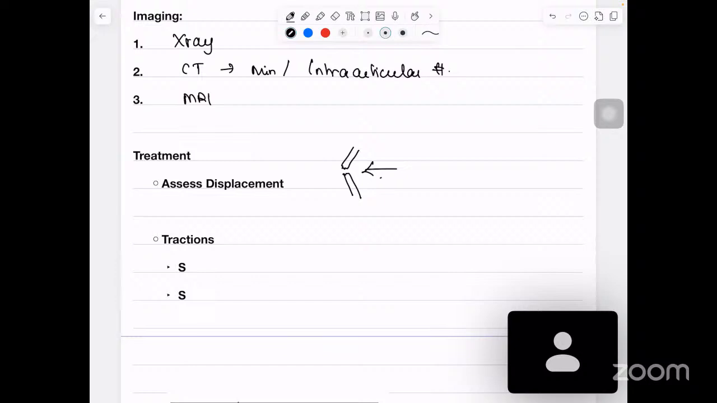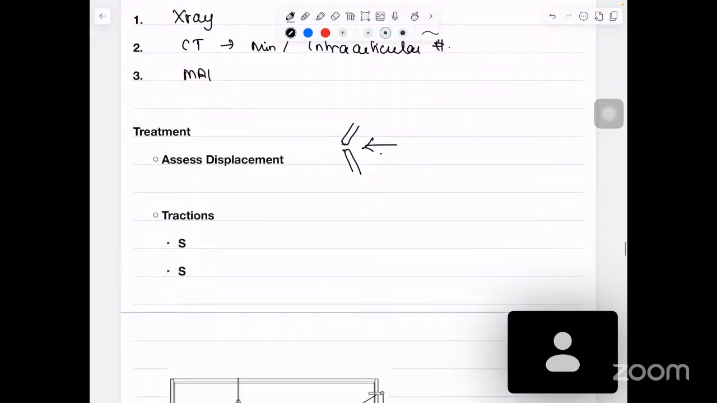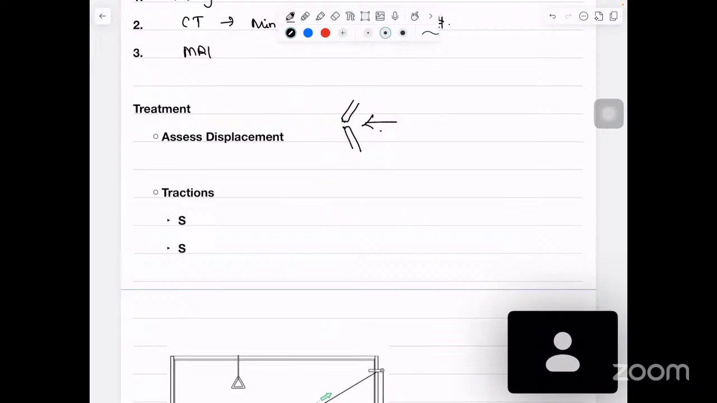Okay, stories aside, after that, once you assess the displacement, any fracture, you need to give a traction to reduce it. What is actually reduction அப்படின்னு பார்த்தீங்கன்னா, bringing the bone back to near normal condition.